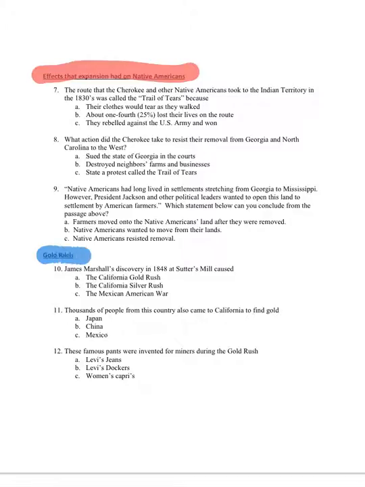Okay, the next section is the Gold Rush. Number 10. James Marshall's discovery in 1848 at Sutter's Mill caused A, the California Gold Rush, B, the California Silver Rush, or C, the Mexican-American War. Number 11. Thousands of people from this country also came to California to find gold. Is it A, Japan, B, China, or C, Mexico?